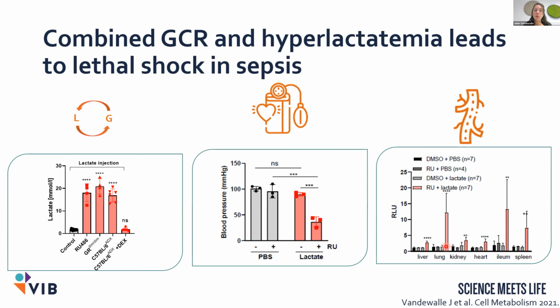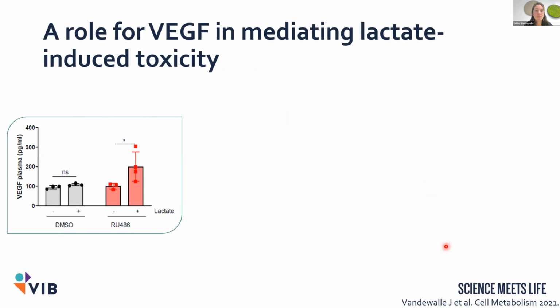We investigated whether the extended vascular permeability in our RU lactate, but also in our GRdim lactate model, could be attributed to VEGF production. Lactate is known to induce VEGF expression, and VEGF in turn has been described to induce vascular permeability, which is a hallmark in septic subjects. And indeed, when we look at the VEGF levels, we can see that VEGF is increased in our RU lactate model and also in our GRdim animals.